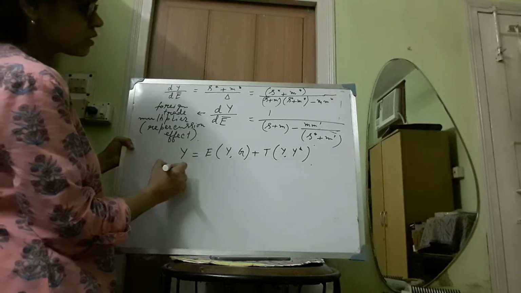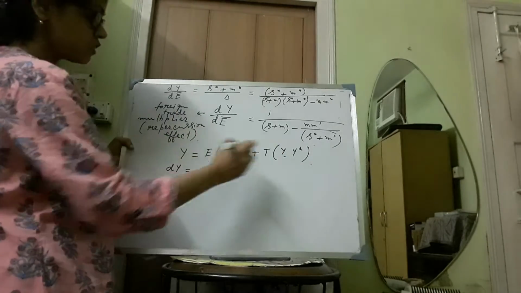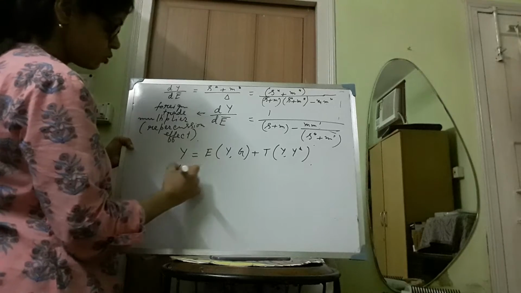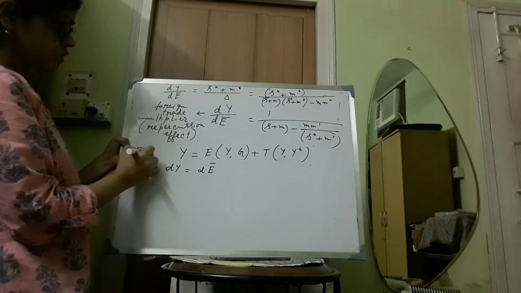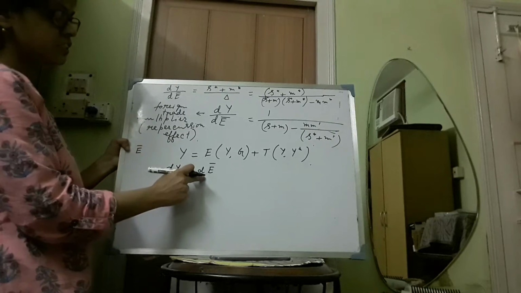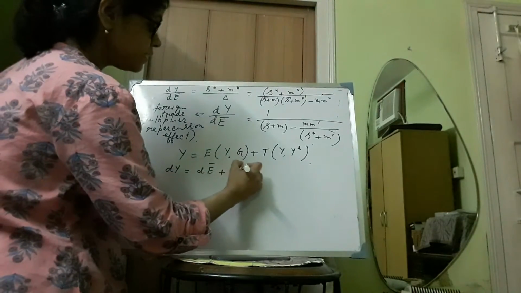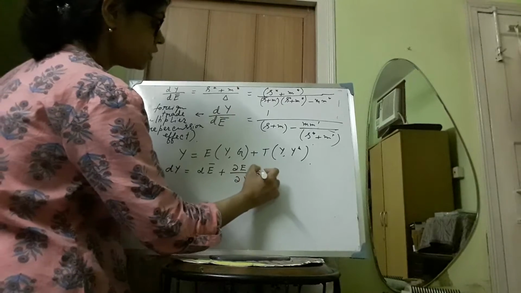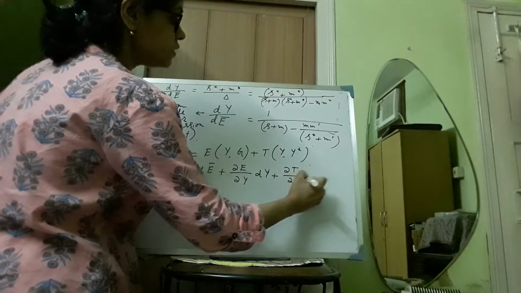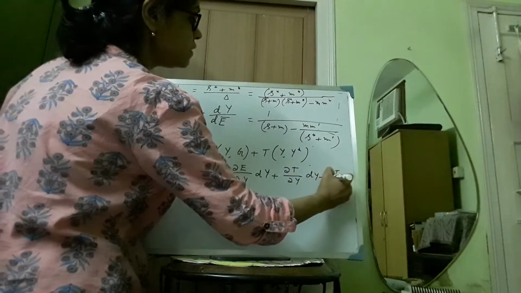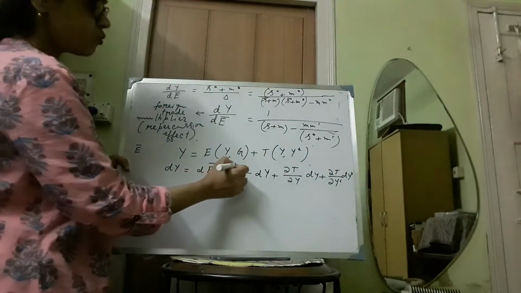Now what is dy? We are taking the total differential on both sides. So dy is equal to dĒ. Here also we are considering an exogenous expenditure, so a change in exogenous expenditure is denoted by dĒ. Then we have ∂E/∂y dy, and then we have the change in the trade balance, so ∂T/∂y dy, then we have ∂T/∂y* dy*. Now what is dE/dy?